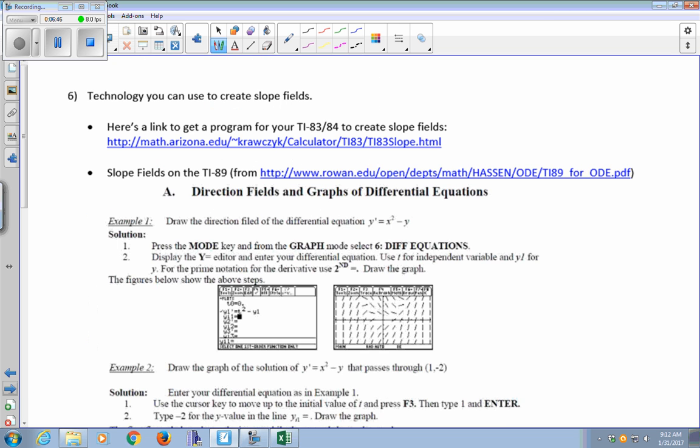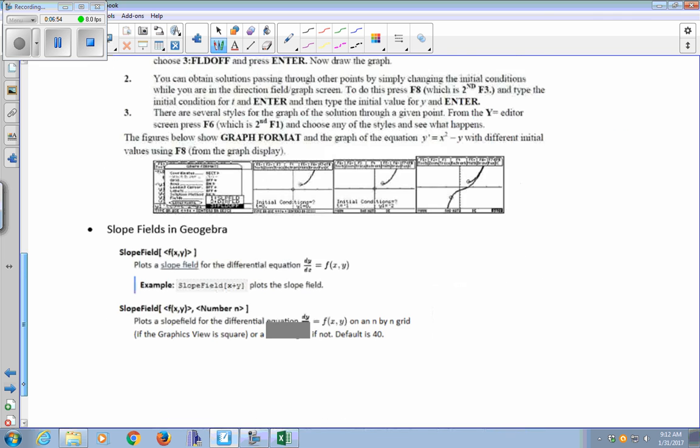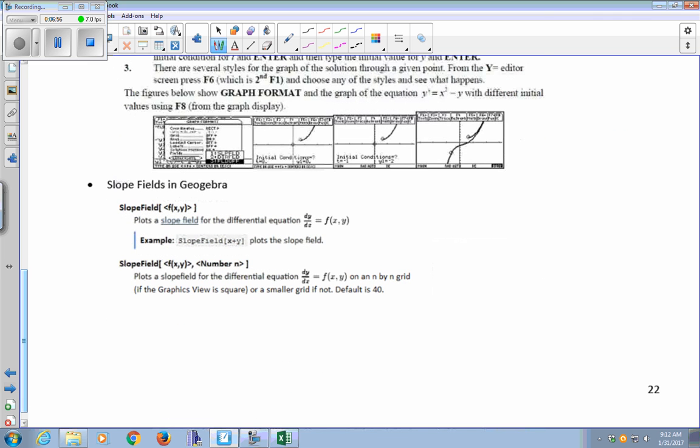All right, so some technology you can use to create slope fields. Here's a link. You can get a program for your graphing calculator. Here's directions on how to do it on an 89. In GeoGebra, in the entry field, you just type slope field, and then you put in the right-hand side of the differential equation.